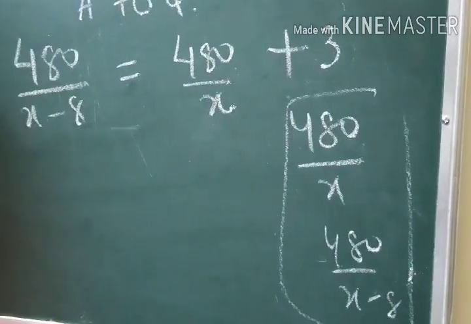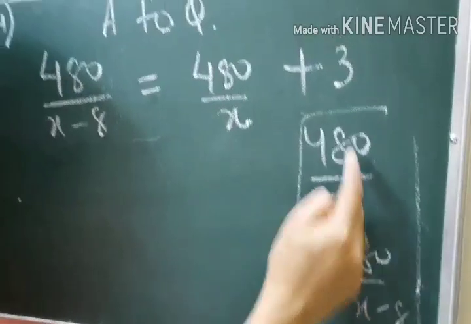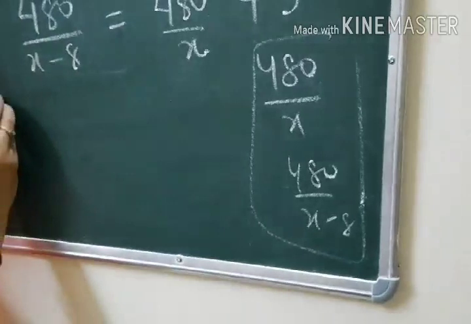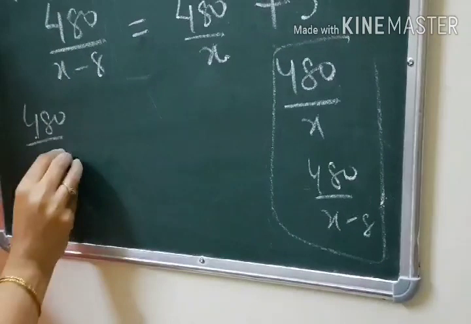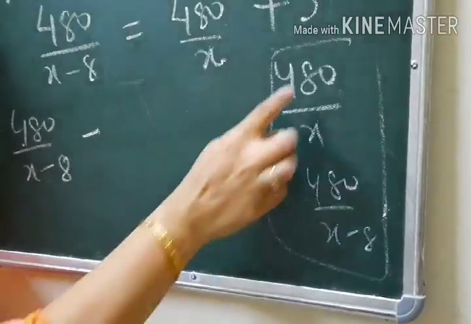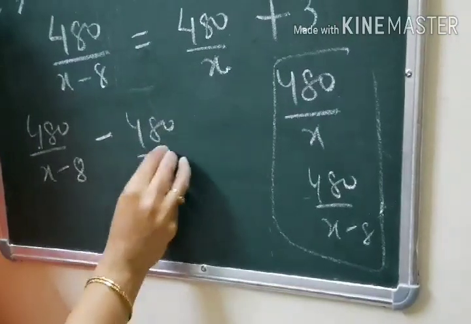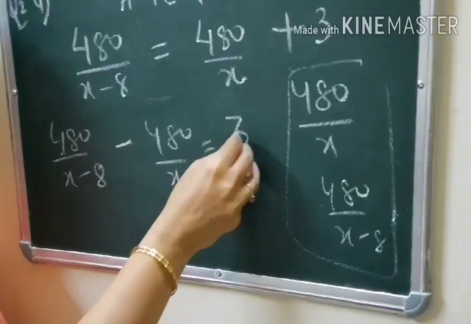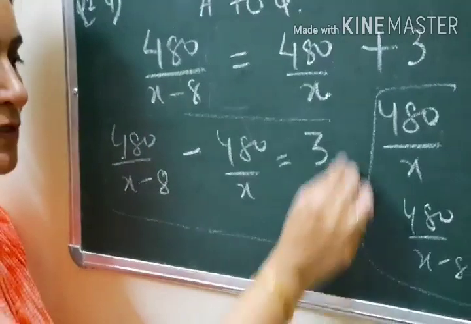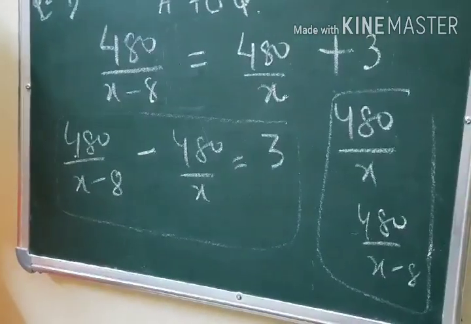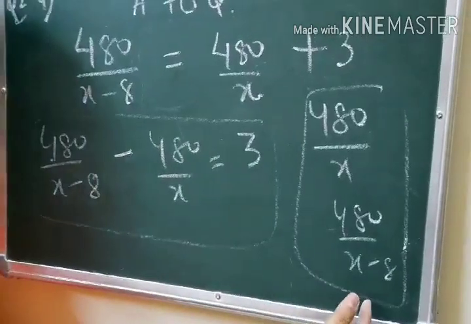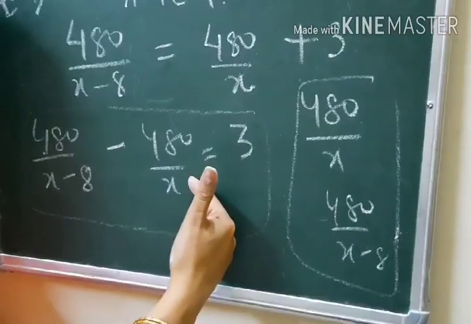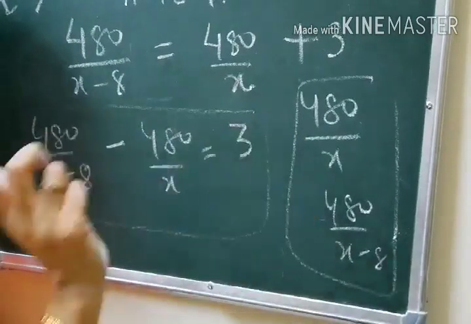So what I will do, out of these, whatever speed is small, this is the speed which is smaller, this will come first. 480 by x minus 8, minus sign yourself, 480 by x, equal to whatever time is given in the question. Right? So this is just a method which a layman can understand. Whatever speed is less, that time will come first. Whatever speed is more, that time will come afterwards, equal to the time which is given in the question.